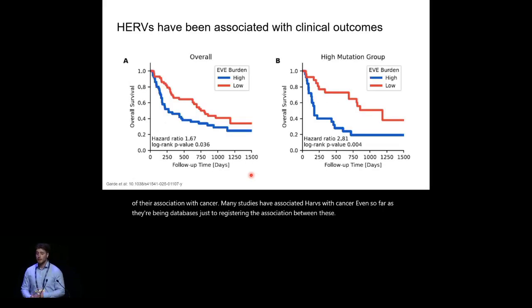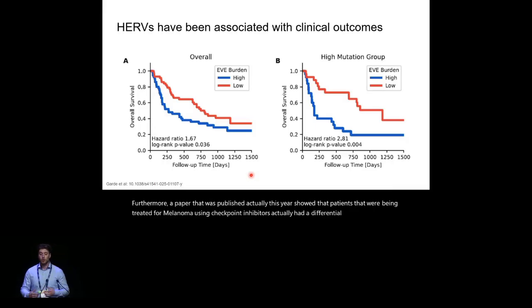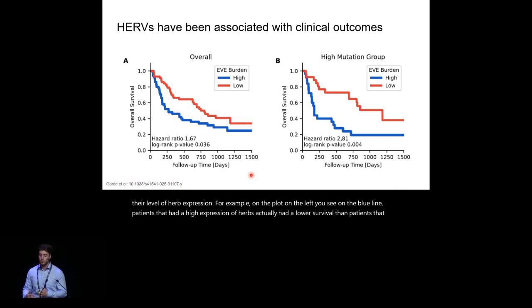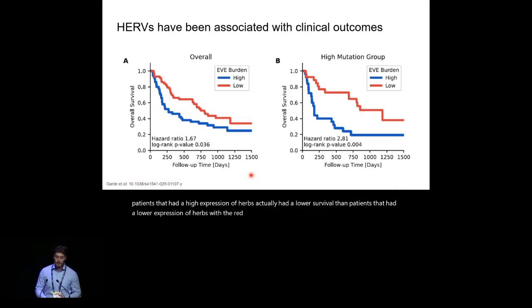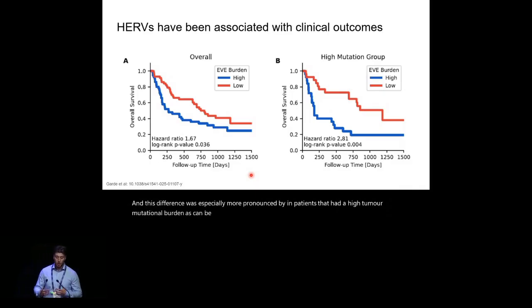Furthermore, a paper that was published this year showed that patients being treated for melanoma using checkpoint inhibitors had a differential survival based on their level of HERV expression. For example, on the plot on the left, you see on the blue line that patients that had a high expression of HERVs had a lower survival than patients that had a lower expression of HERVs, the red line. And this difference was especially more pronounced in patients that had a high tumor mutational burden, as can be seen on the right plot, which means that they just have a lot of mutations in their genome.